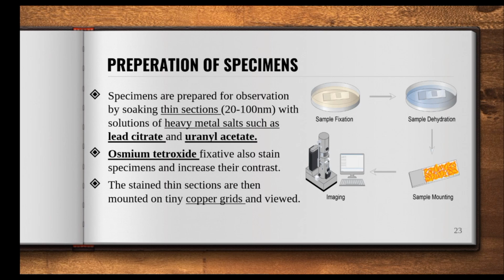Preparation of specimens. Specimens are prepared for observation by soaking thin sections, that is 20 to 100 nanometers, with solutions of heavy metal salts such as lead citrate and uranyl acetate. Osmium tetroxide fixative also stains specimens and increases their contrast. The stained thin sections are then mounted on a tiny copper grid and viewed.